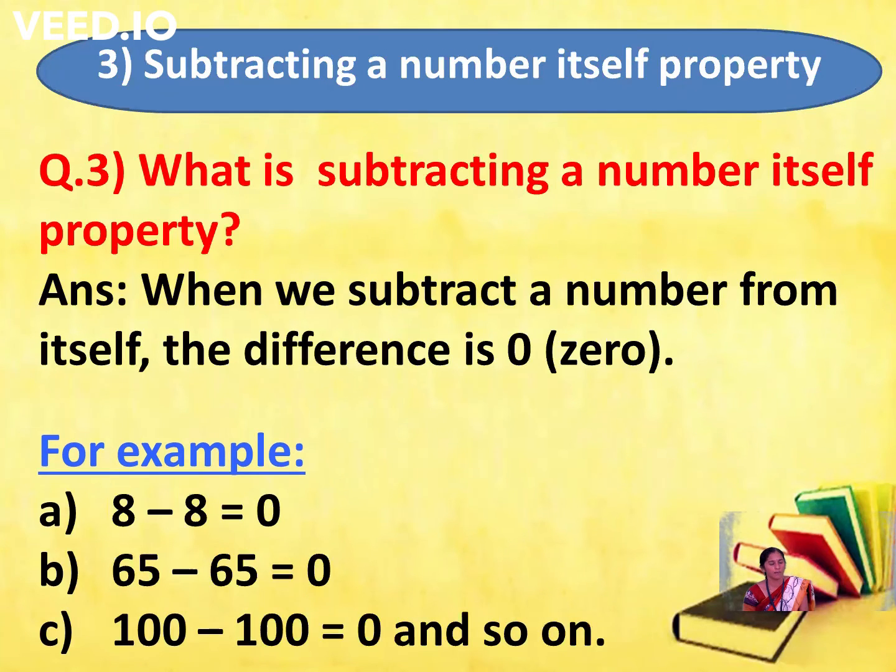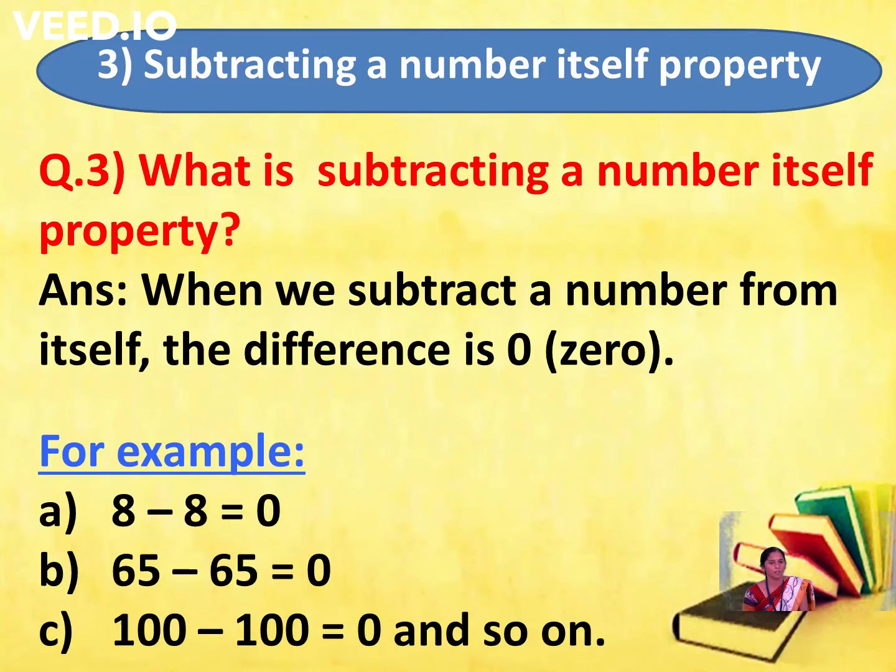Let us see the number 3 property, that is the subtracting a number from itself property. What is this property? When we subtract a number from itself, the difference is 0. Here the difference means the answer; in subtraction we call the answer the difference. When we subtract a number from itself, the difference is 0.